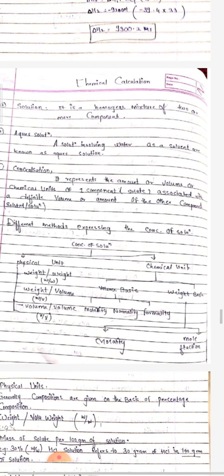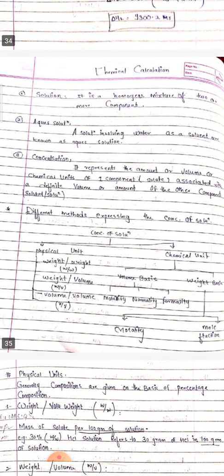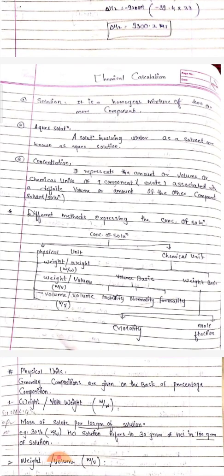Concentration represents the amount, or say volume or chemical units, of one component, that may be the solid, associated with a definite volume or amount of the other component, that is the solvent or solution. Different methods are used for expressing the concentration of a solution. There are the physical unit and the chemical unit. Two basic headings are there.